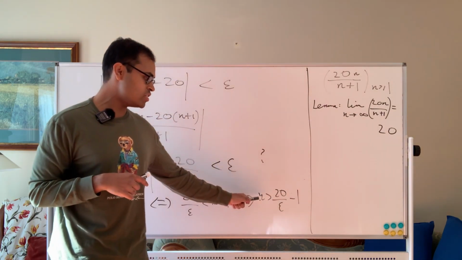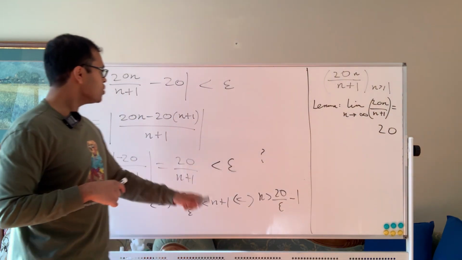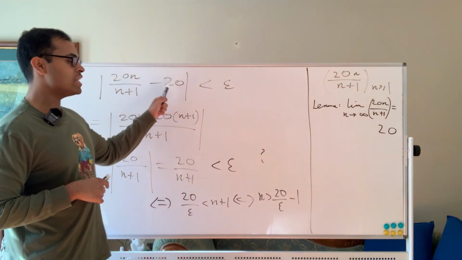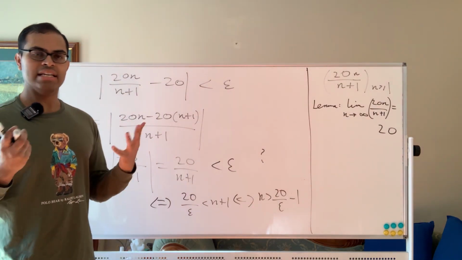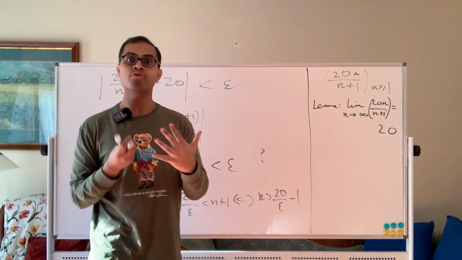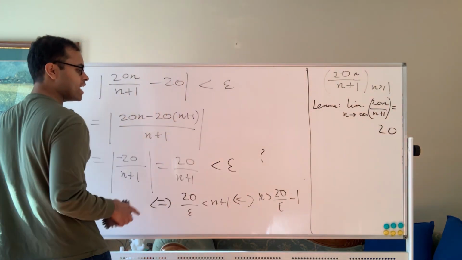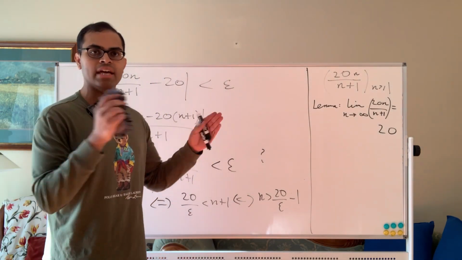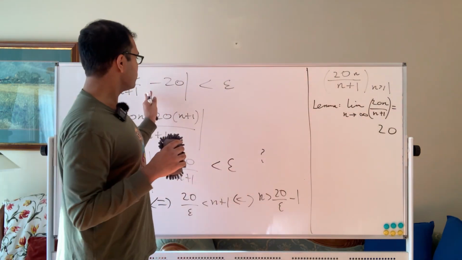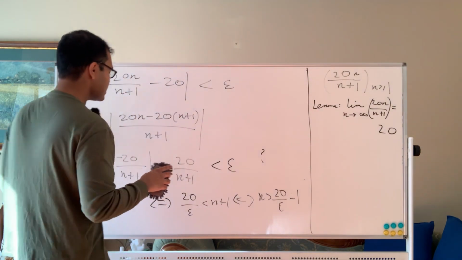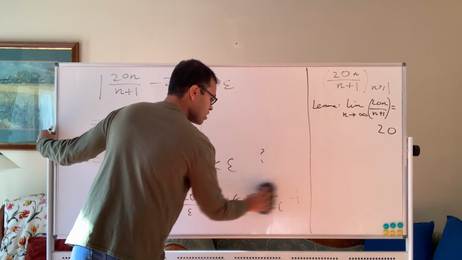So you're saying that as soon as you go beyond that point, your terms in the sequence are going to be within epsilon of 20. That's the idea. So you're proving the definition. You're saying that for each epsilon you have an N, so that n at least N implies the nth term of the sequence minus 20 has absolute value less than epsilon. So 20 over epsilon minus 1.